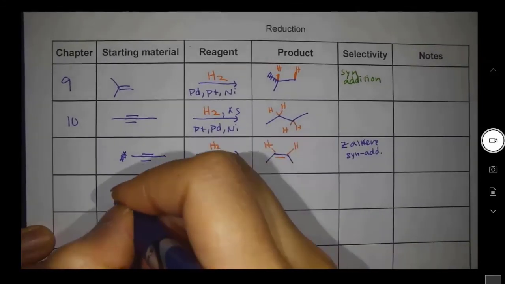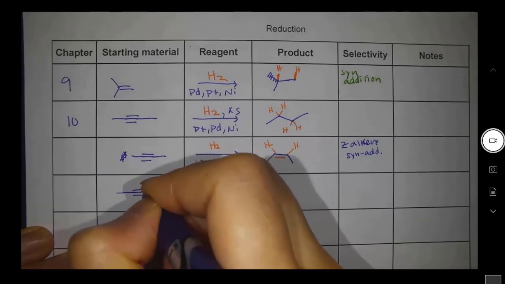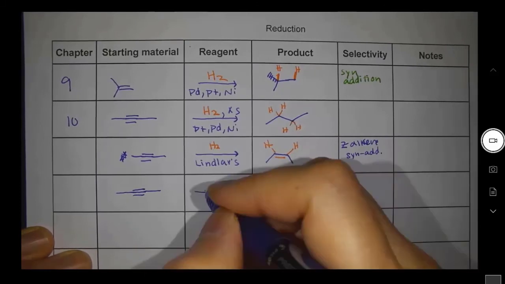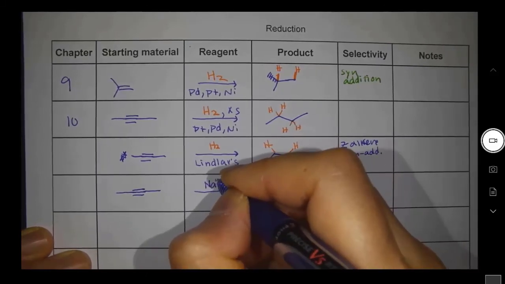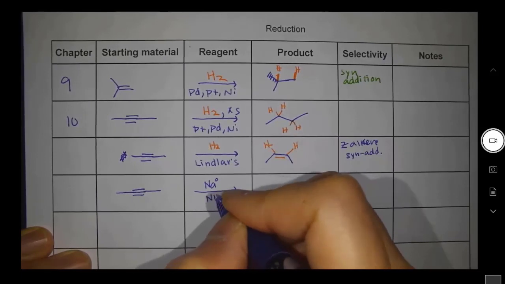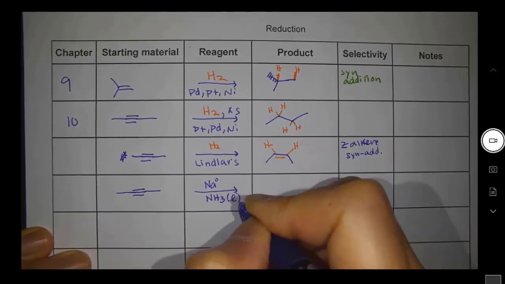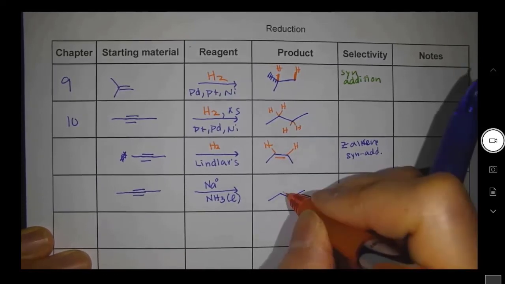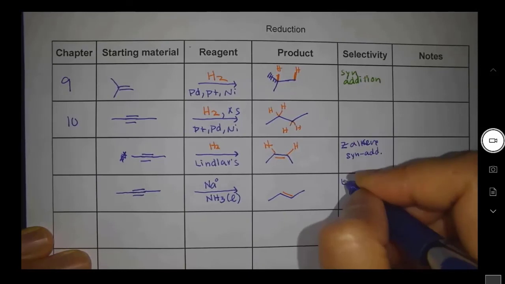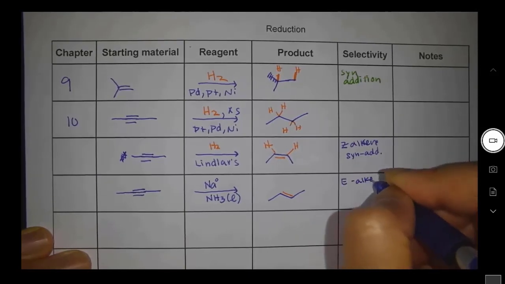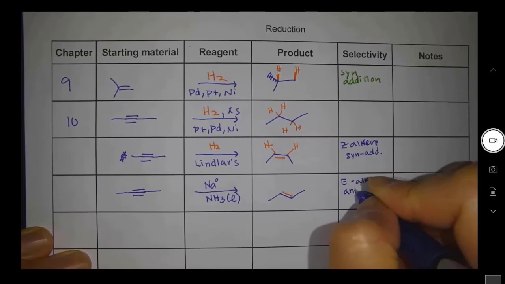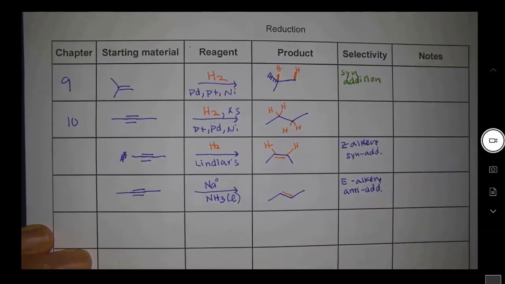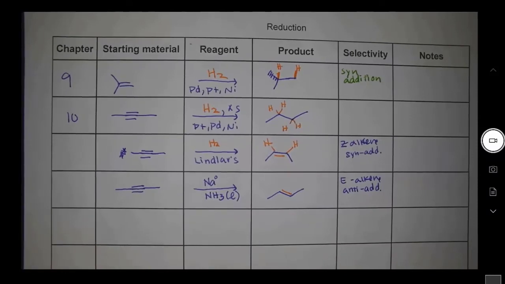And if you want the E alkene, you would use Na and NH3. So that's liquid ammonia, and that will give you the E alkene. And that goes through a radical 1 electron mechanism.